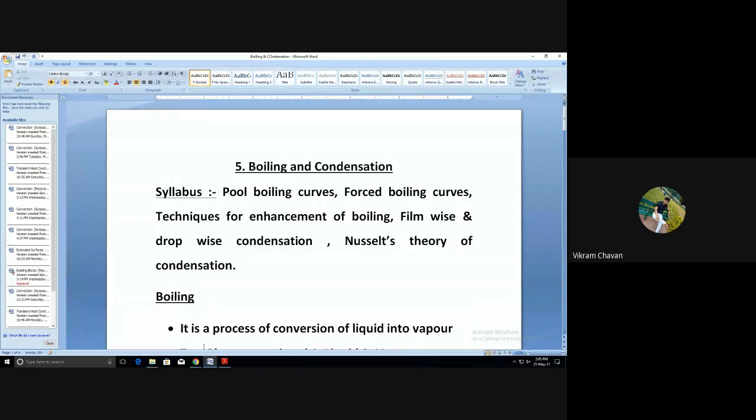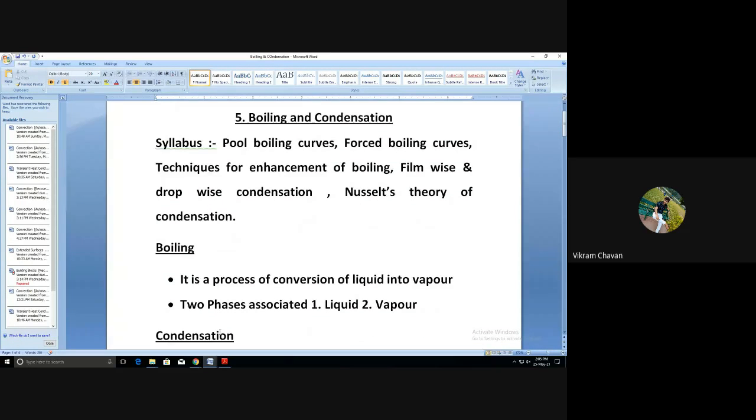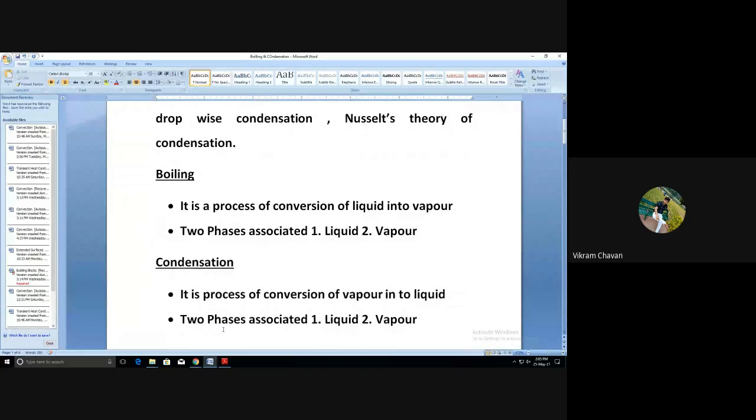So we can say that boiling is the process of conversion of a liquid into vapor, whereas the two phases of matter associated with this boiling process are the liquid state and the vapor state. Condensation is the process of conversion of vapor into liquid, and the two states of matter included in this condensation process are also vapor and liquid.